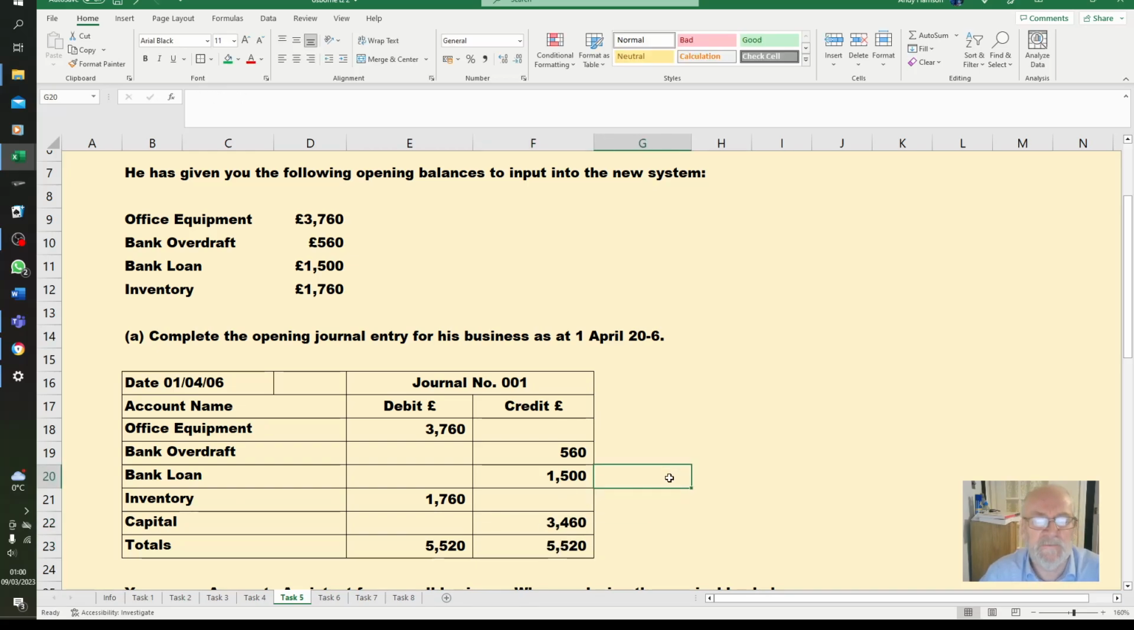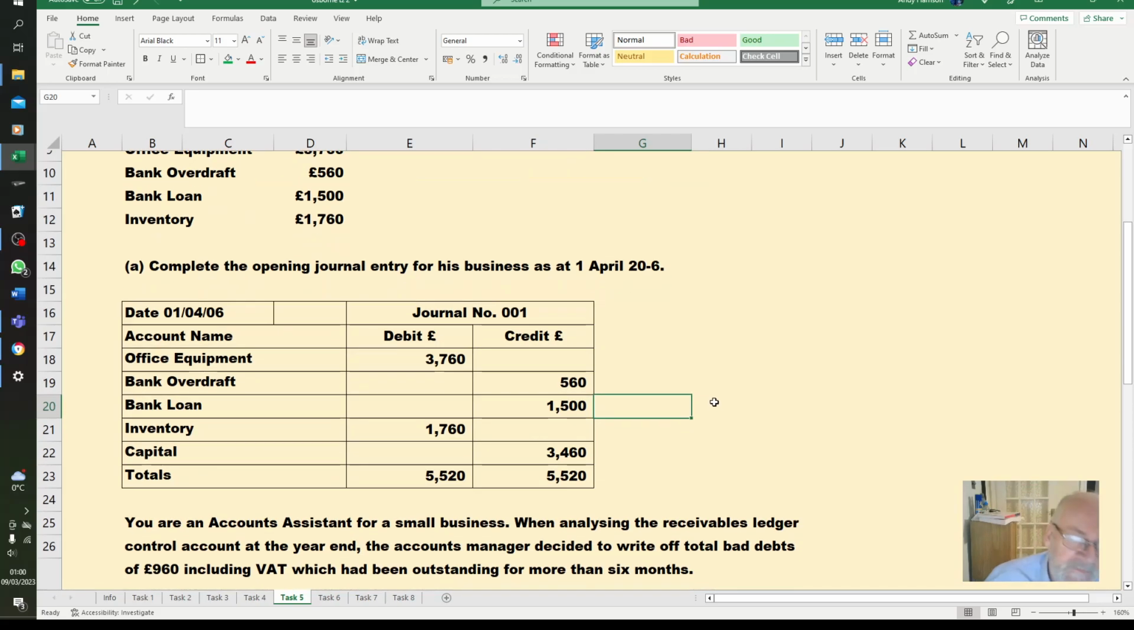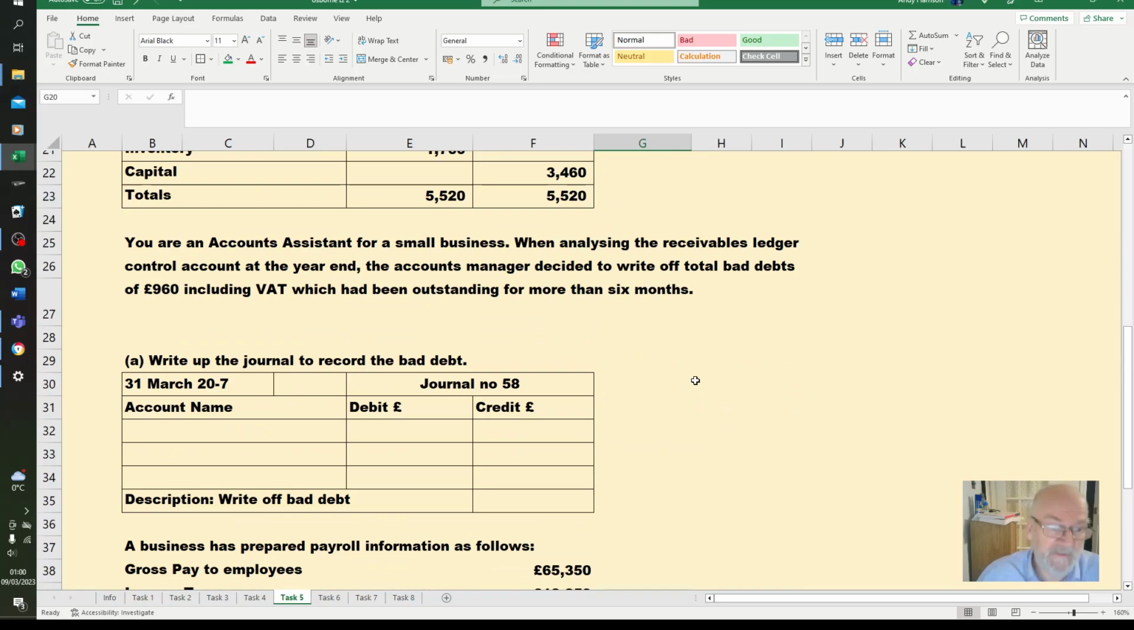And there we are, balanced. We've worked out our capital. Every time a sole trader does a transaction, the money goes up or down, depending on what the transaction is.